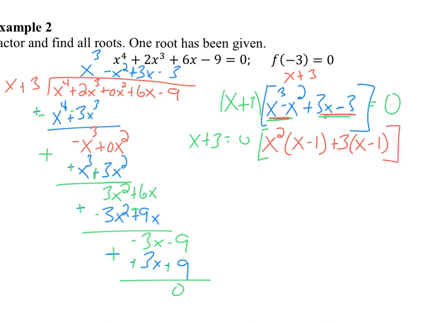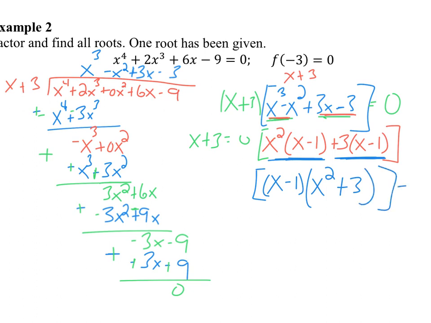Okay, so the next step in factor by grouping is to factor out what is common in both sides. If you take a look at it, you can see that there is an x minus 1 in both parts. So I'm going to take an x minus 1 out now. We're going to be left with, from the first part, the x squared, and from the second part over here, a plus 3.